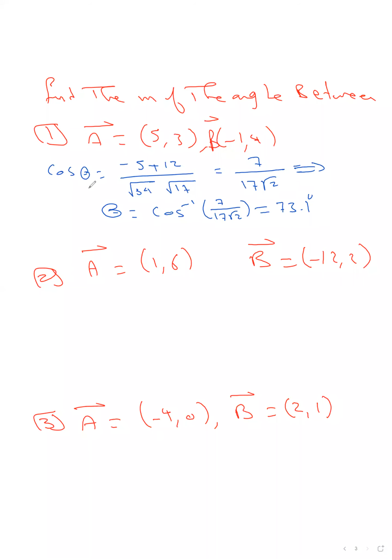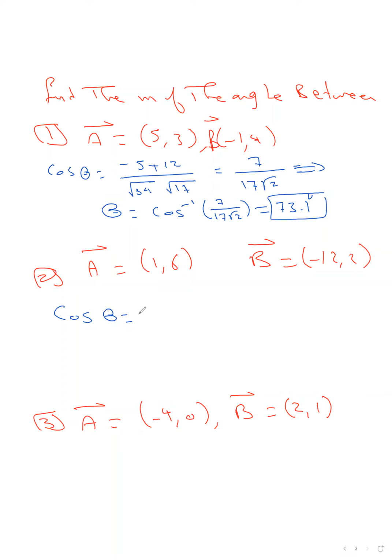Okay, cosine theta equals (-5 + 12) over root 34 times root 17, equals this result, and theta will be 73.1. Thank you. Number two, cosine theta, who can solve it with me?